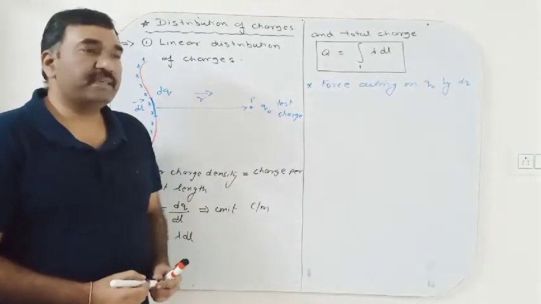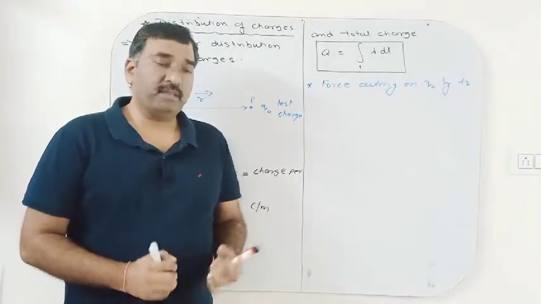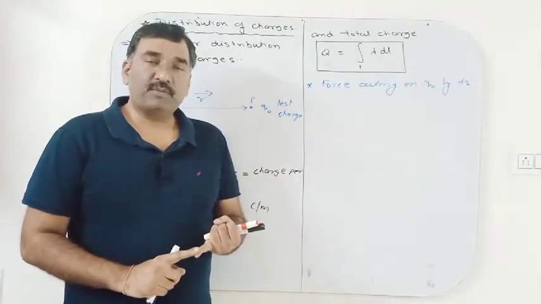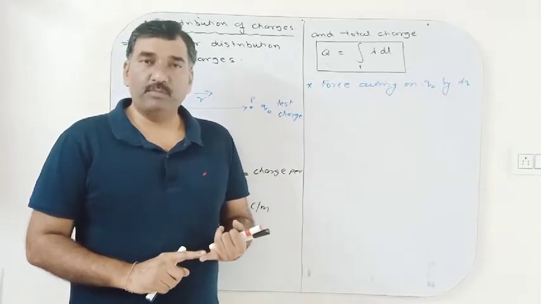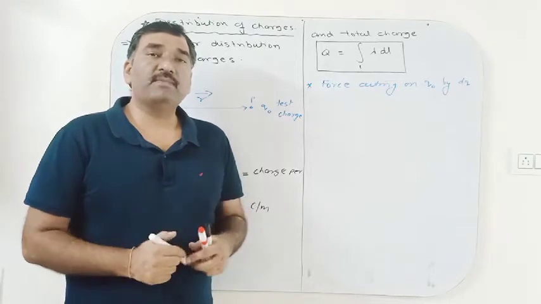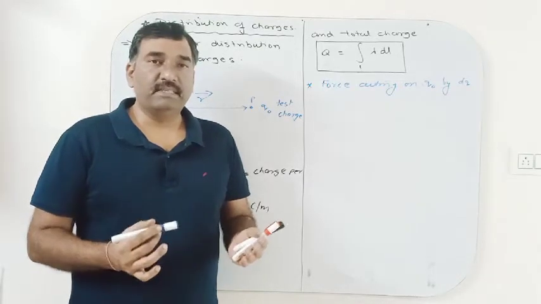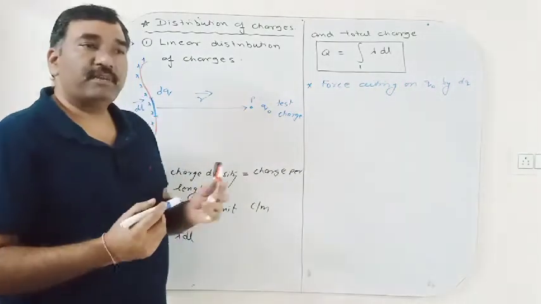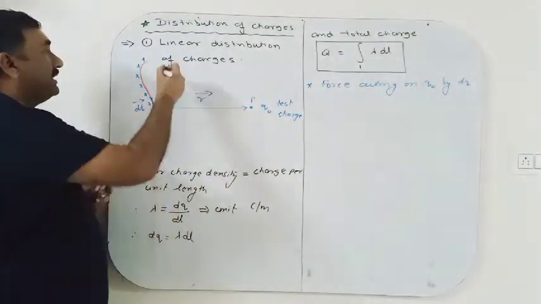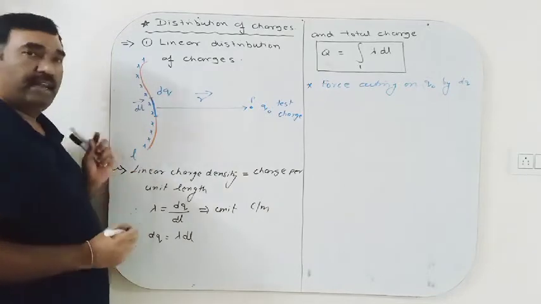You all know that there are basically three types of distribution: linear distribution of charges, second surface distribution of charges, and third the volume distribution of charges. One by one we are taking the distribution of charges. The very first is linear distribution of charge. We take a line charge distribution of length L.